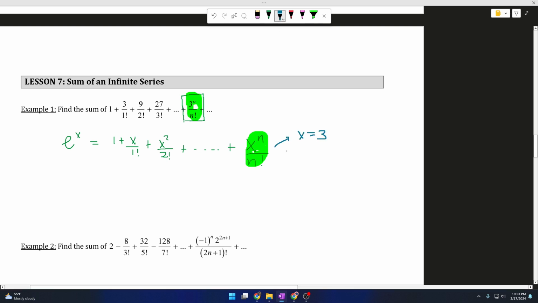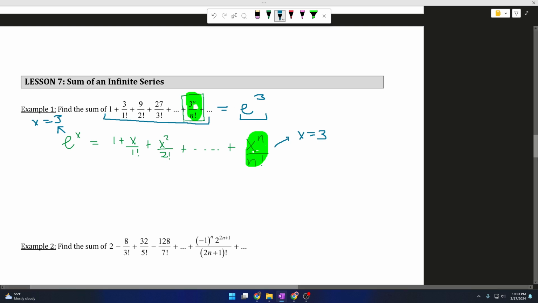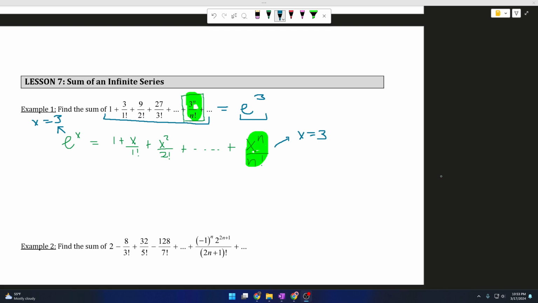If x is equal to 3, these are equivalent, which means that the answer of this is simply just e cubed, because we're replacing this with x equals 3 and recognizing that this sum is just the expansion of e to the x, where x has been evaluated for 3.